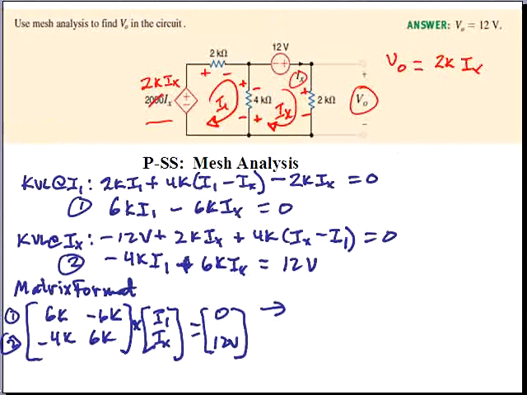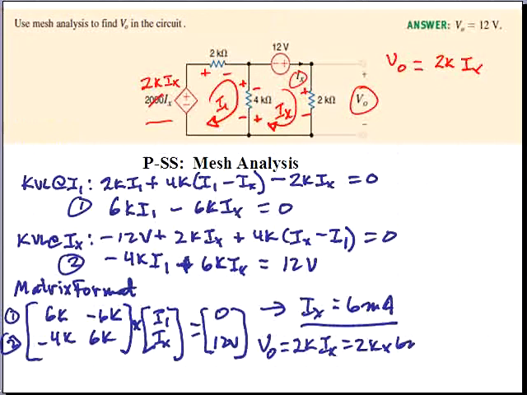This yields, since we're only interested in the I sub X current to solve the problem, IX equal to 6 milliamps. And then we can use our auxiliary equation that V sub O is equal to 2K times IX, which is equal to 2K times 6 milliamps, or V sub O is equal to 12 volts.